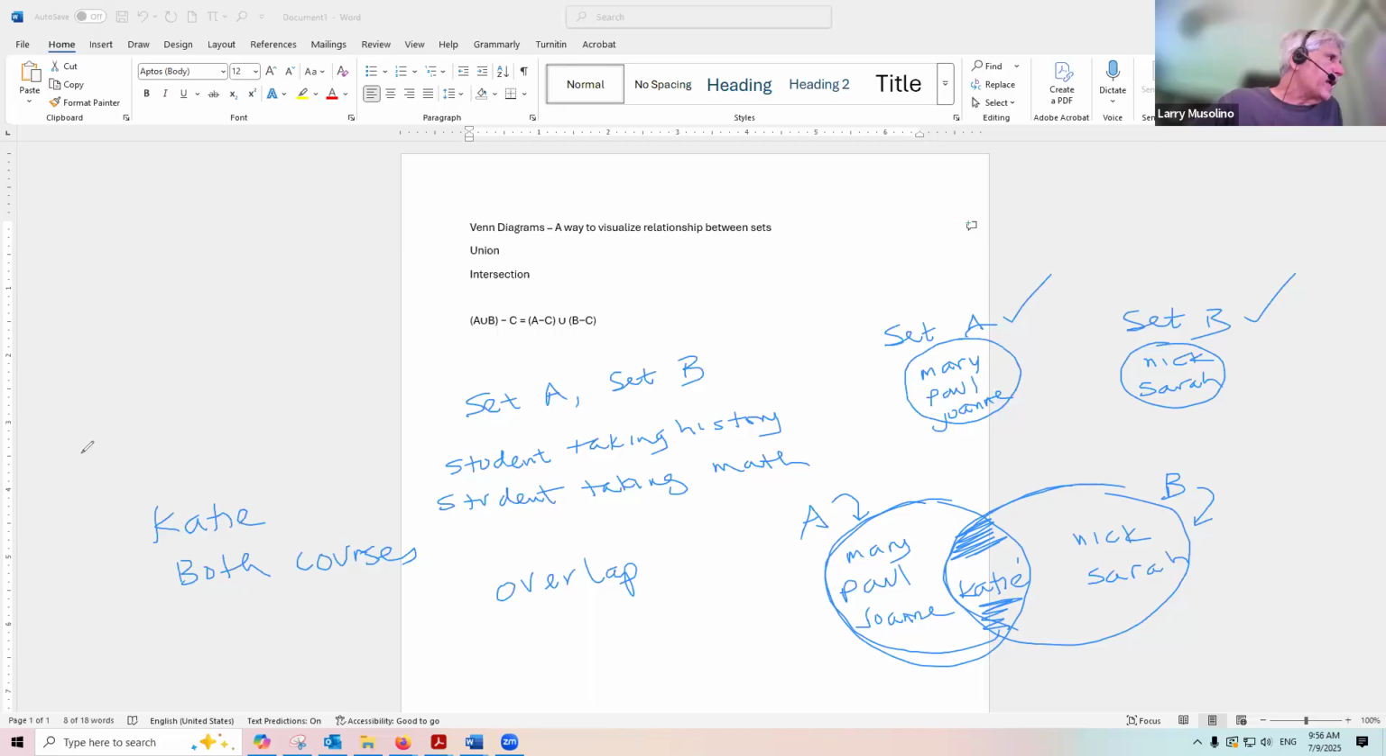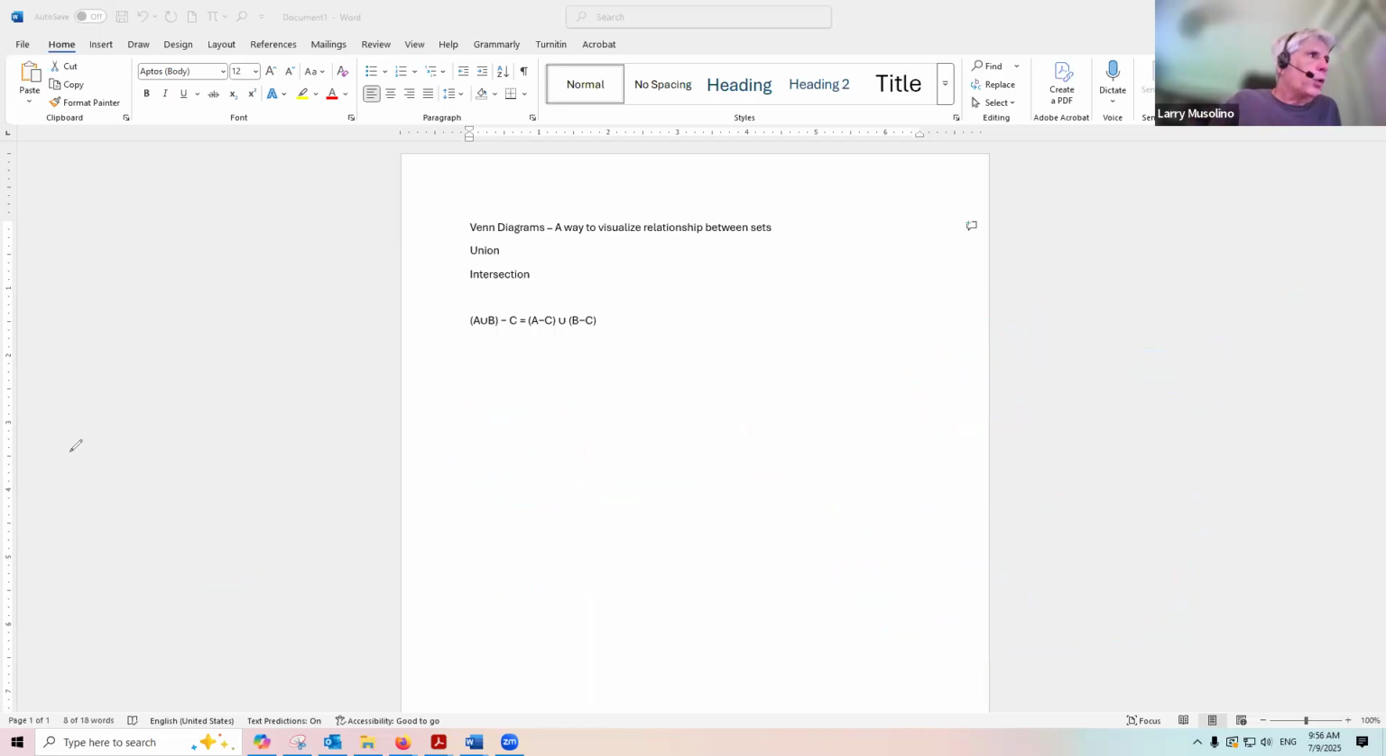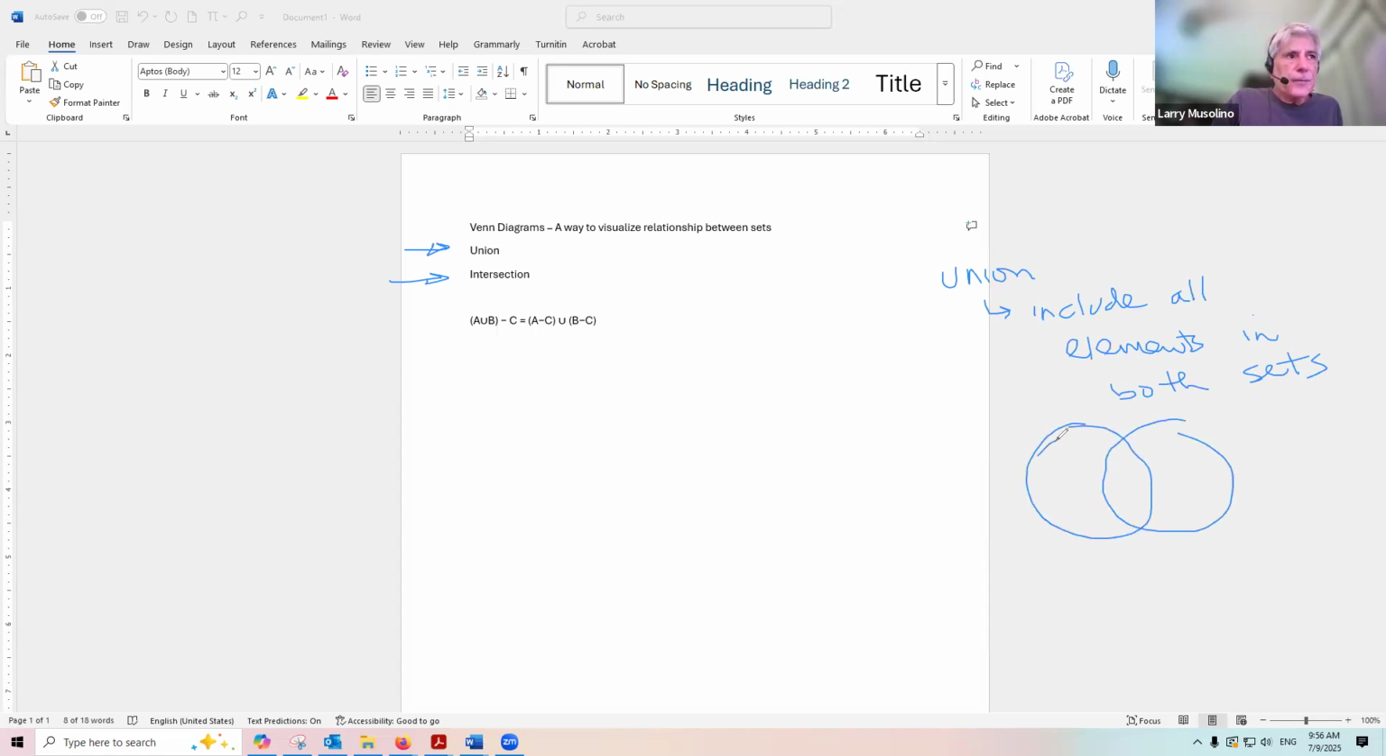All right, well, let's do an example here. Now, of course, we work with connectors like union and intersection of sets. Union of two sets means include all the elements of both sets together. So the union of two sets, if I was to draw it on a Venn diagram, would be all the students taking any of the courses. So this would be the union, right? It's everybody, all students taking courses.